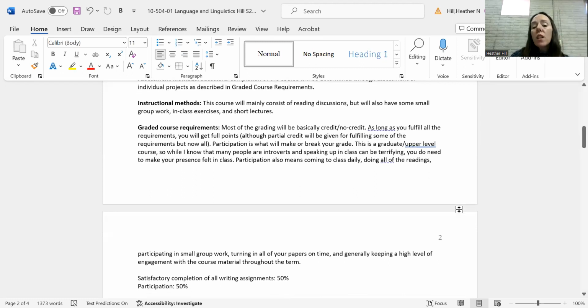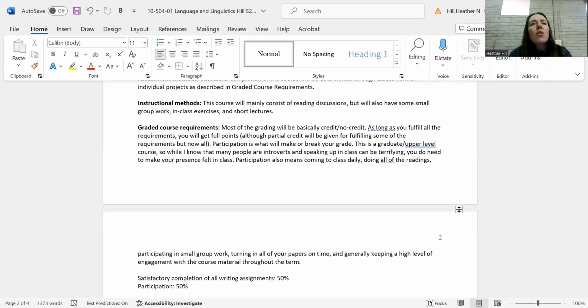The papers that you're going to write are going to mostly be credit, no credit, although some partial credit is given. For example, if I tell you that it needs to be a certain number of pages and you only give me half of that number, then you'll get some points taken off, of course. But mostly those papers are just you do them and you get credit for them, or you don't do them and you don't get credit for them. So your participation is really where you need to be on the ball.